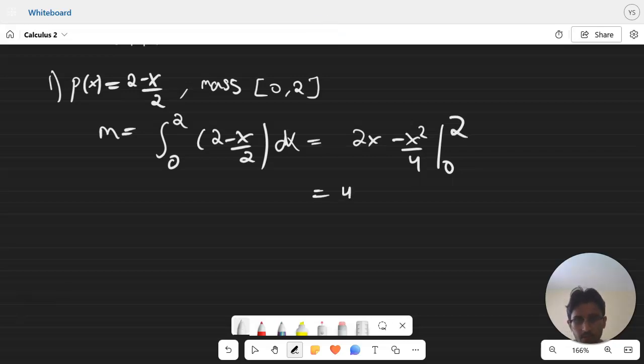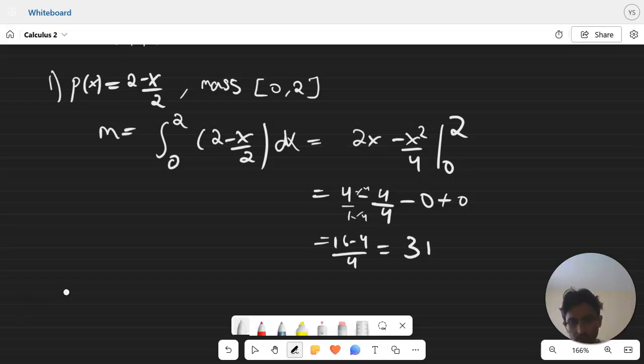We plug in the 2, and it's going to give us 4 minus 2 squared over 4, that's 4 over 4, minus 0 plus 0. So that's going to equal 16 minus 4 is 12. We multiply denominator and numerator by 4, so it's 16 minus 4 over 4, and that's going to give us 3 kg. Remember, the units are important here because we are talking about mass.